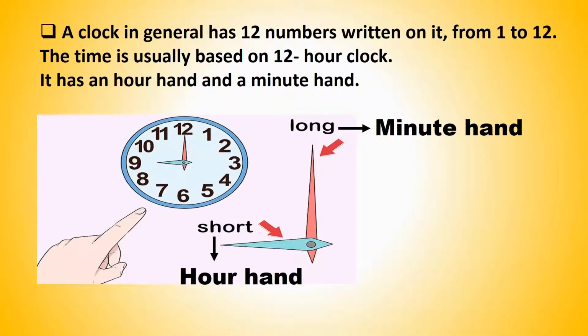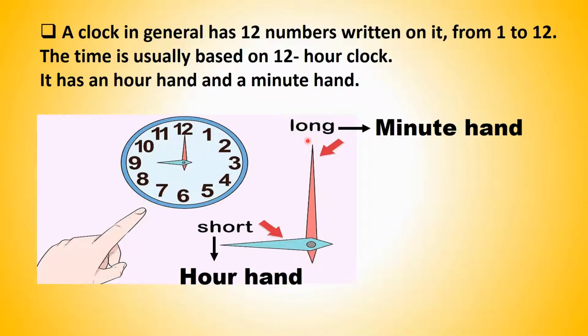Reading the clock. A clock is used to know the time. The numbers 1 to 12 are written on the dial of the clock. The short hand is the hour hand. The long hand is the minute hand. Both the hands move in the direction as shown. The short hand moves slowly, but the long hand moves faster.